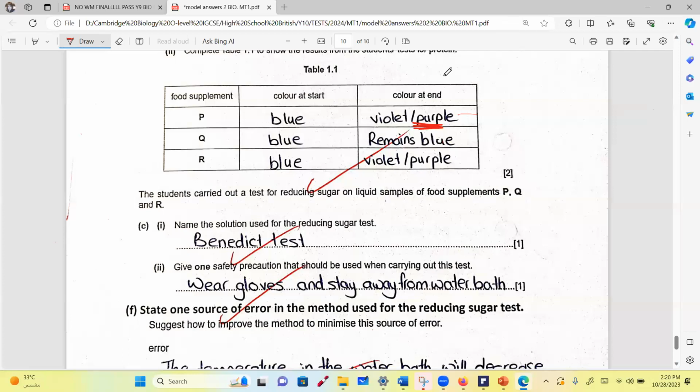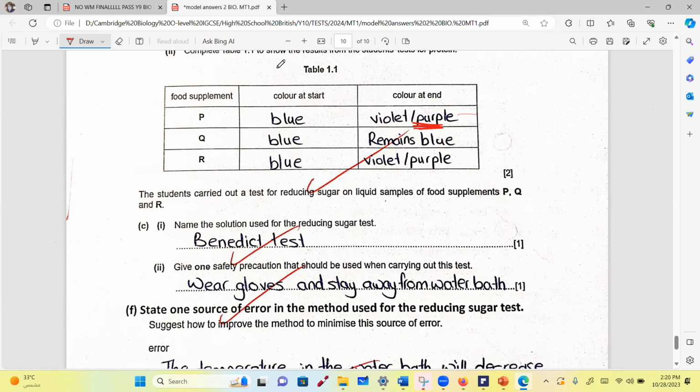Yes, Gamila. Is it okay if, for the color at the start, I wrote it colorless? No, it's wrong because it's not colorless. It starts blue.